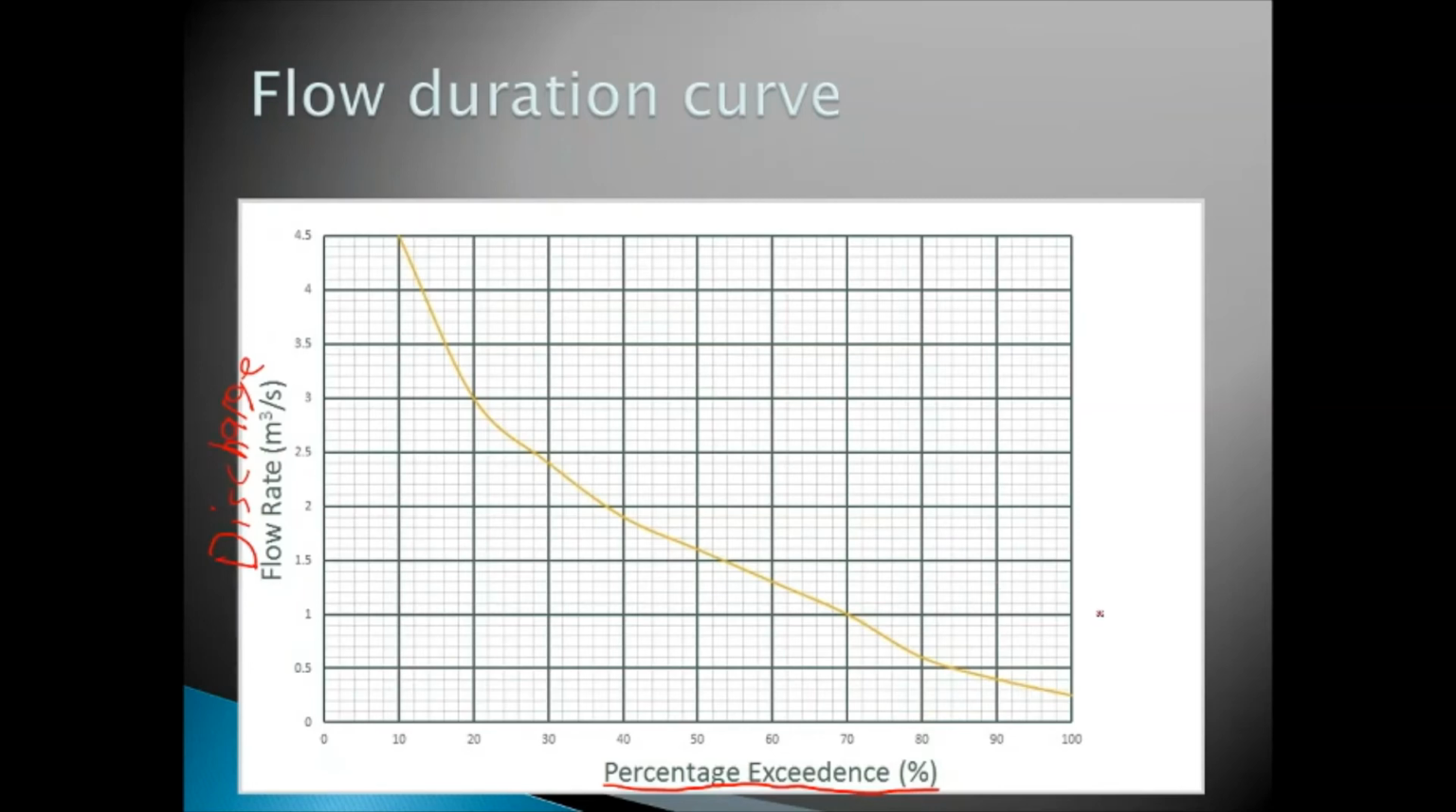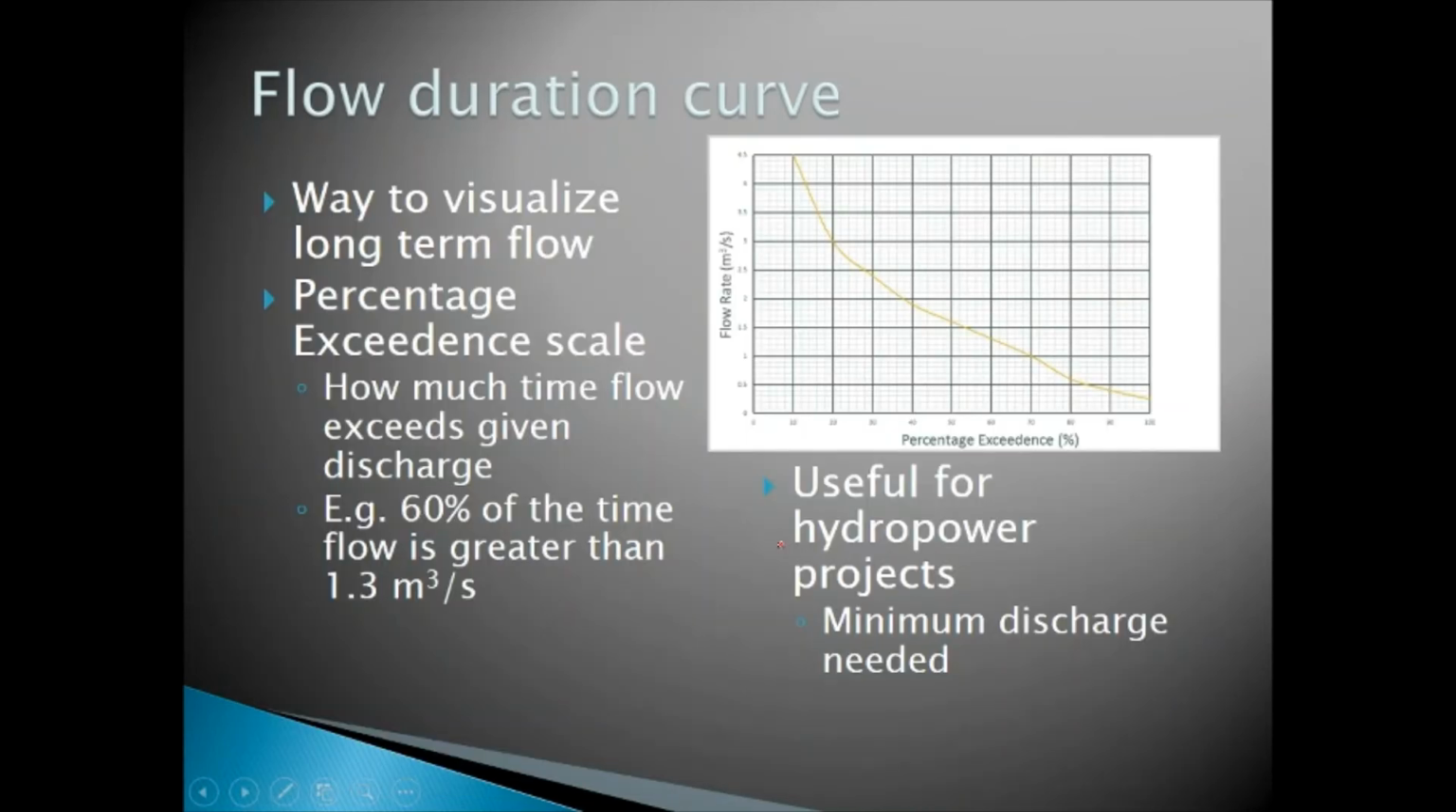Okay, so what we look at is 100% of the time the river has at least 0.3 cubic meters per second. 50% of the time the river is flowing at 1.6 cubic meters per second, right? So it's a way to visualize long-term flow, and it's how much time flow exceeds a given discharge. So 60% of the time the flow is greater than 1.3 cubic meters per second.